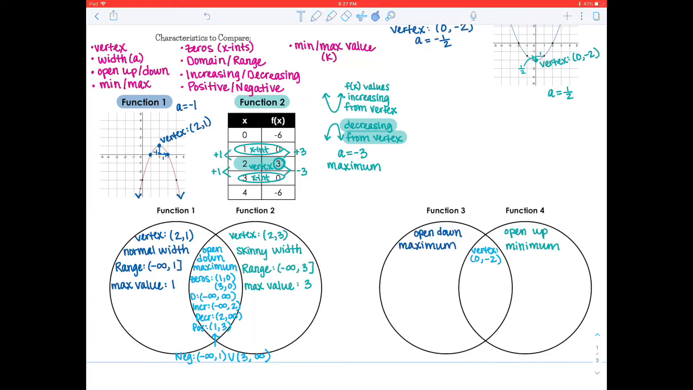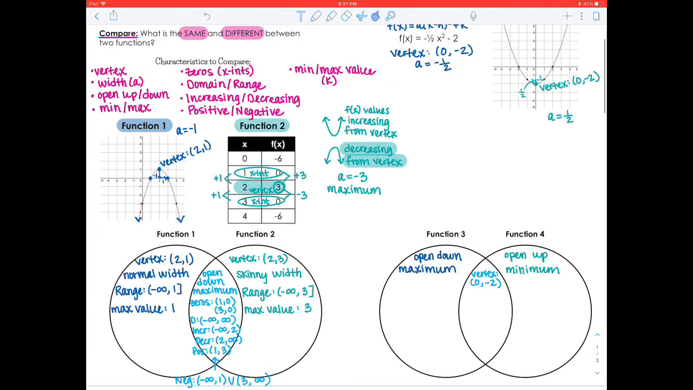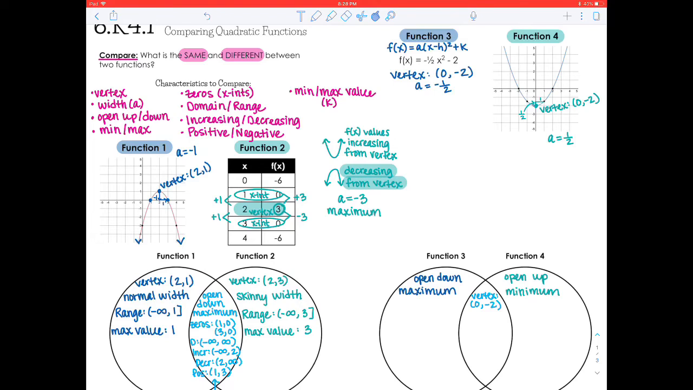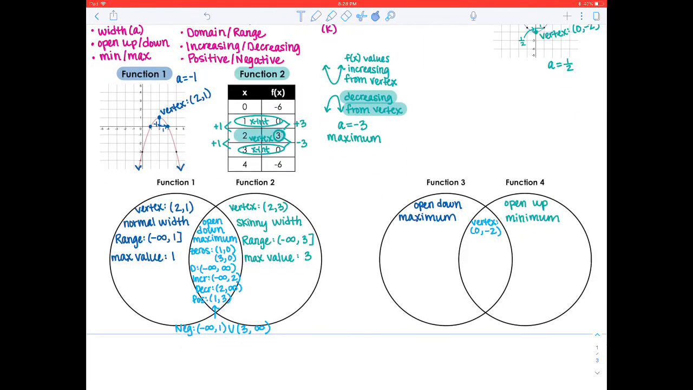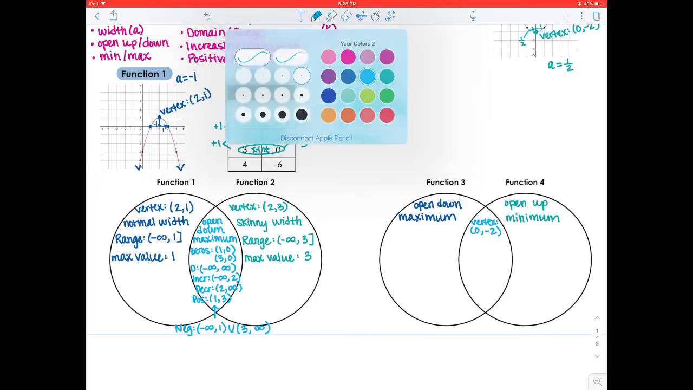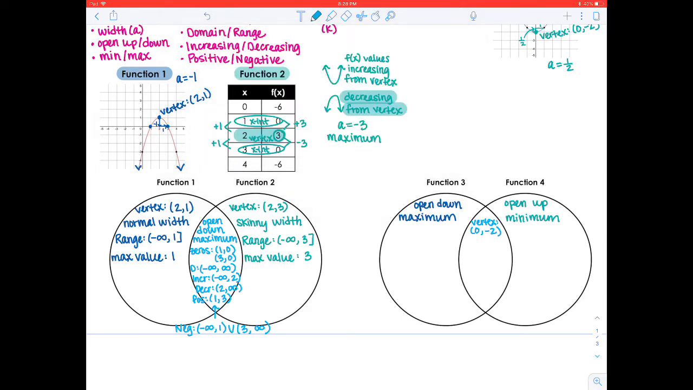Okay, now let's not forget about the width. We did address the direction that it opens, but if you notice, they both have a half. So they both got wider by the same amount. So they actually have the same width, just facing in a different direction. So you can include that in something that they have in common. We can say that they have a wide width, or a width of 1/2.